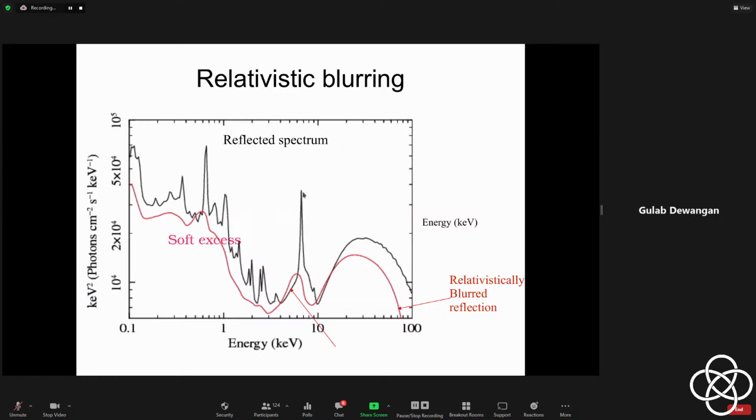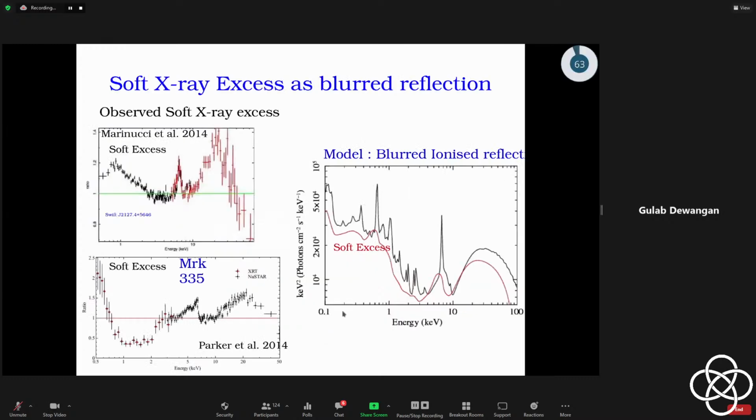For example, this narrow iron line becomes much broader, and the red wings become stronger. There are several features in the soft X-ray band, and because of the relativistic blurring, it becomes much smoother. Even the reflection hump, the shape changes. And here are examples of such observations. You see the soft X-rays, the broad iron line, the reflection hump, and these are real data. And you compare with these models here.